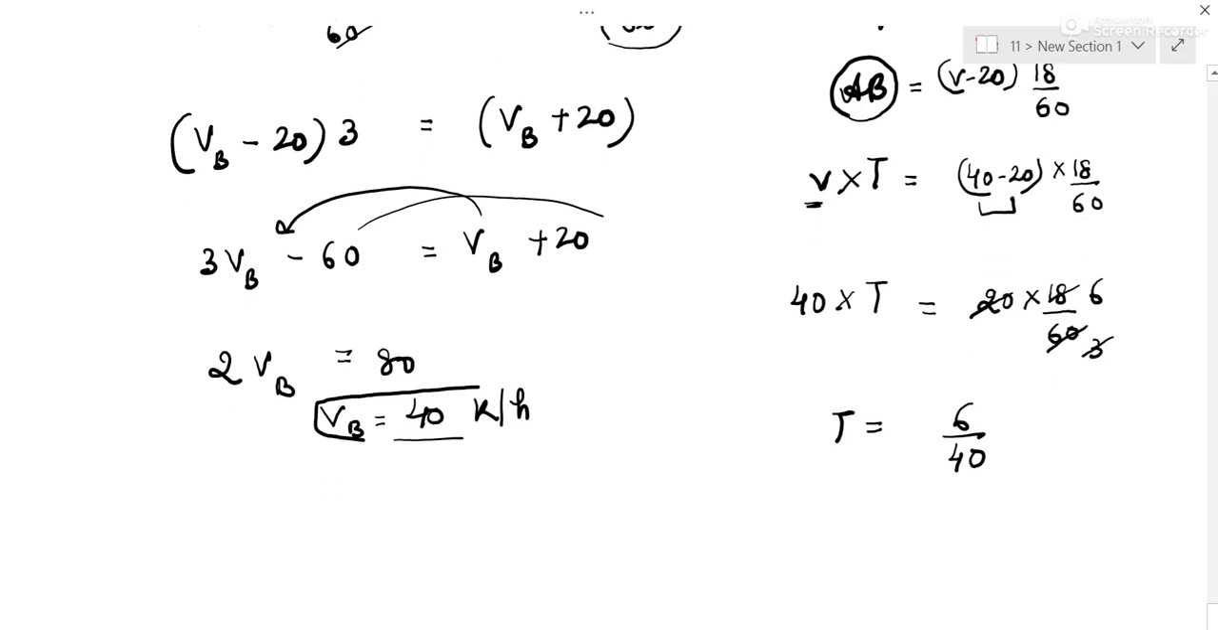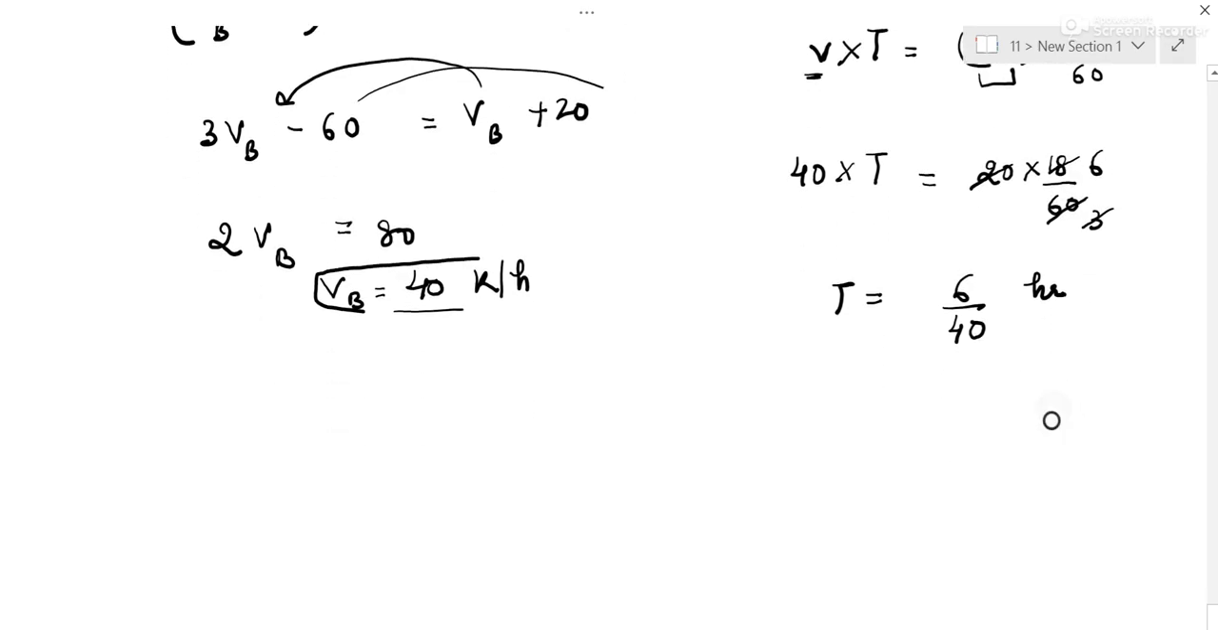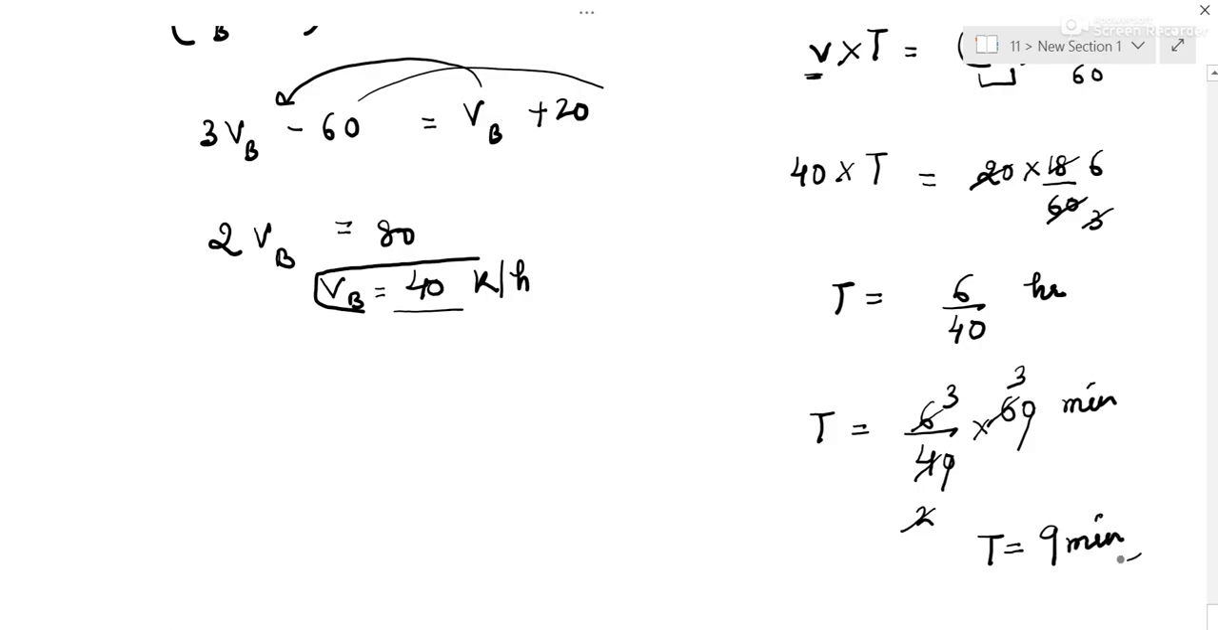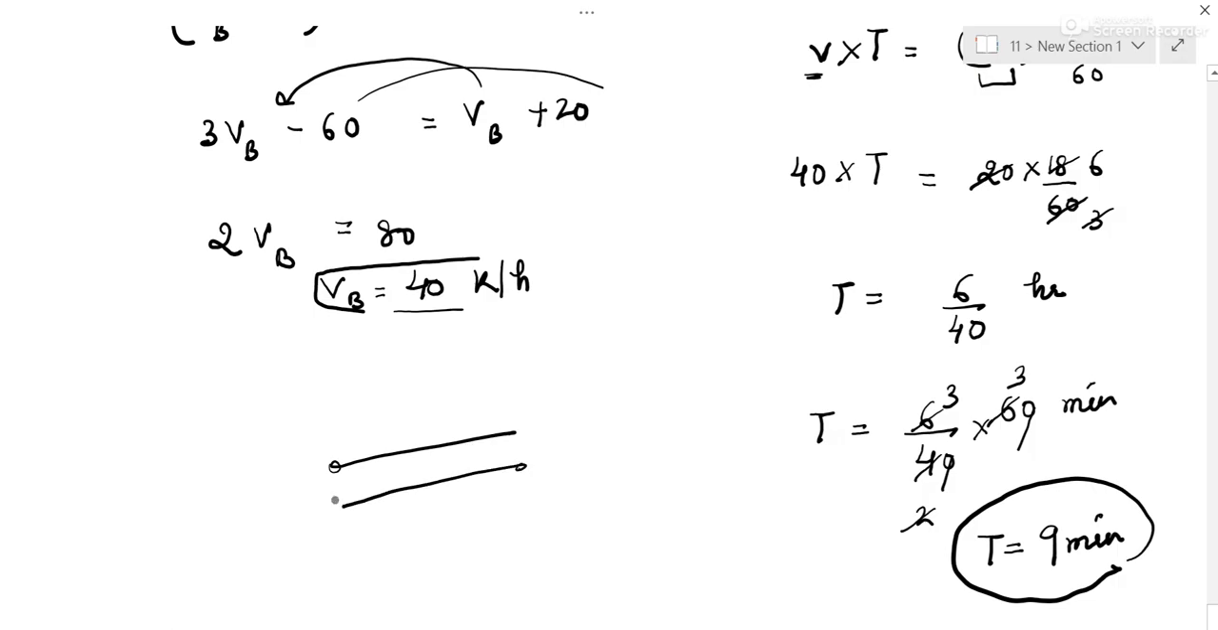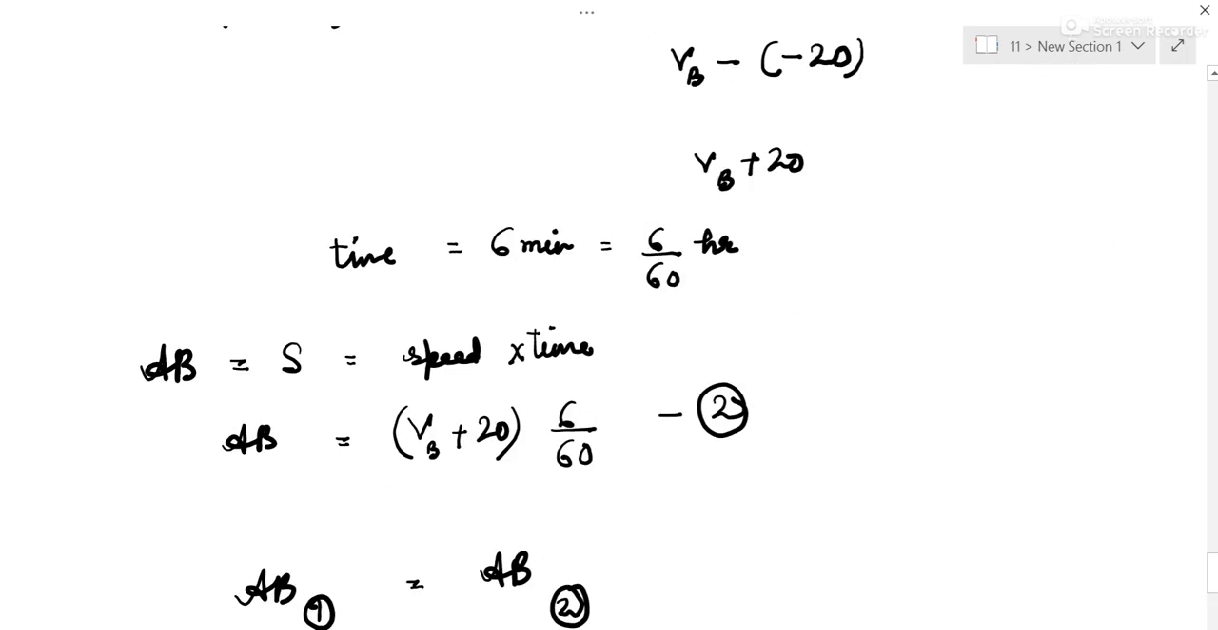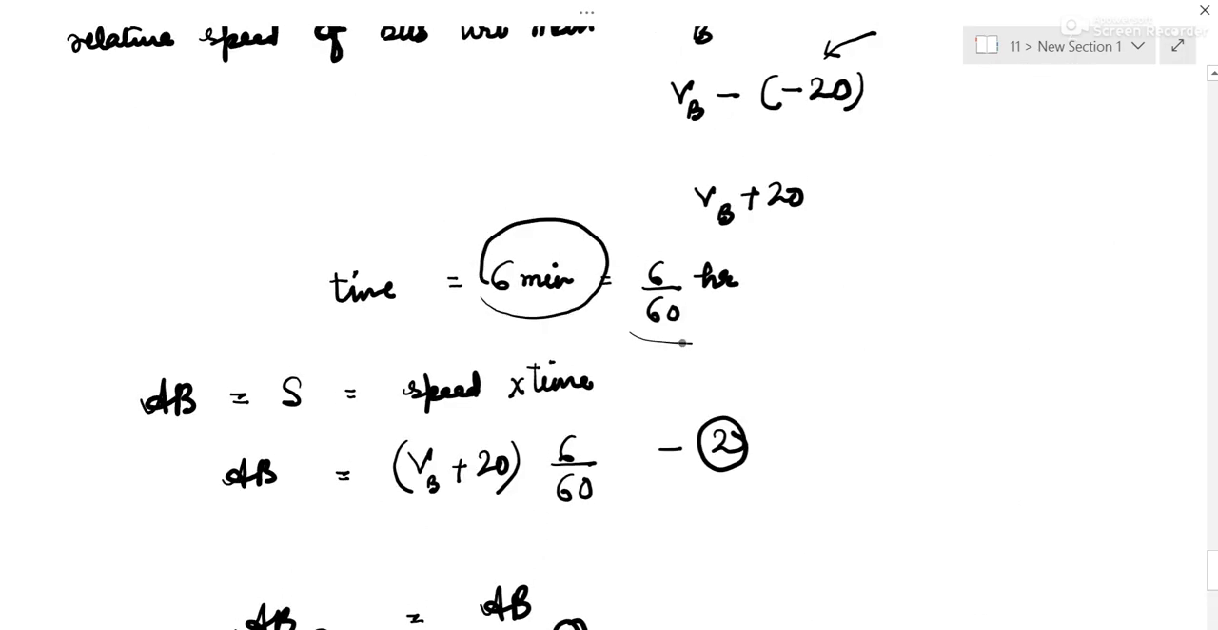T is equal to 6 by 40 hours. Now T is equal to 6 by 40 into 60 minutes. So 2 3s are 6, 2 2s are 4, 2 3s are 6. So this is the time from A to B, B to A for the bus time period. And velocity we have already reported. It was in kilometer per hour. There is no confusion. We converted. When it was given 6 minutes, we converted into hours.